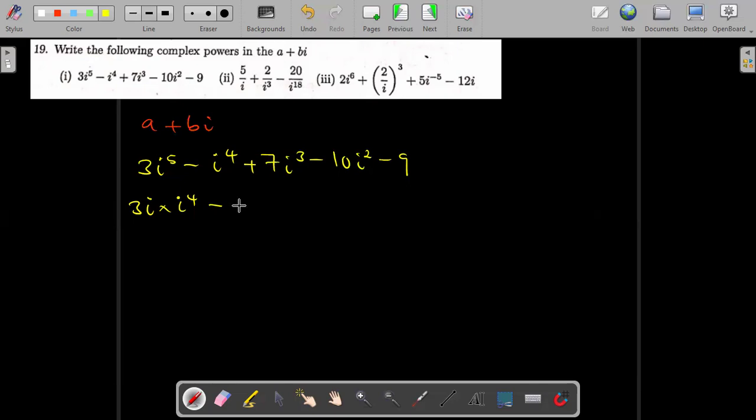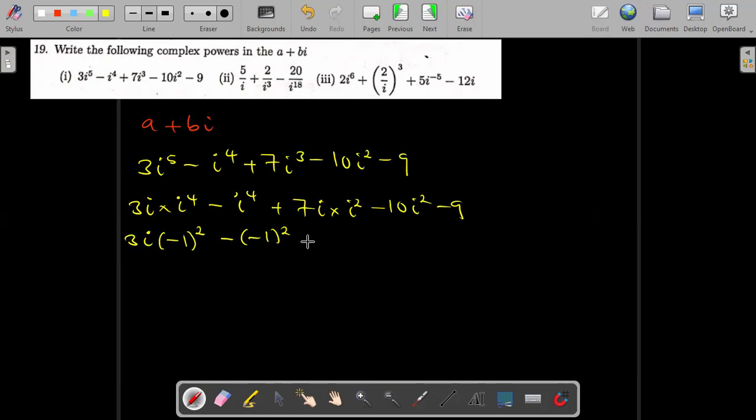Okay, let me just rewrite everything first. i to the power 4 plus 7, here I can write i cubed as i by i squared, then I have minus 10i squared minus 9. Now I can replace wherever there's i squared with negative 1. Then I have i here, and I replace i squared with negative 1, then that would be squared there. The next one will also be negative 1 squared like this.